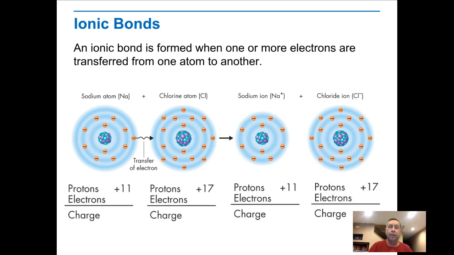But now the sodium, because it's got one less negative electron than positive protons, it's a positive ion or a cation, and chlorine now has one more negative particle, an electron, than it does the positive particles, the protons. So it's a negative ion or an anion, and the positive and negative charges attract each other.